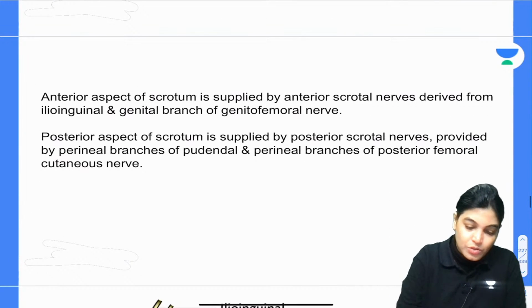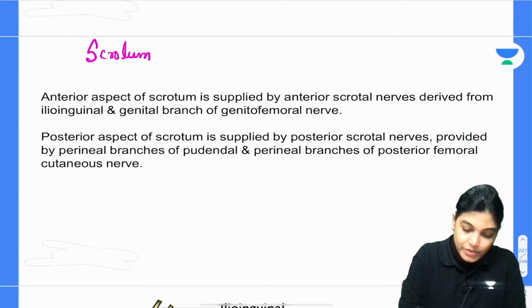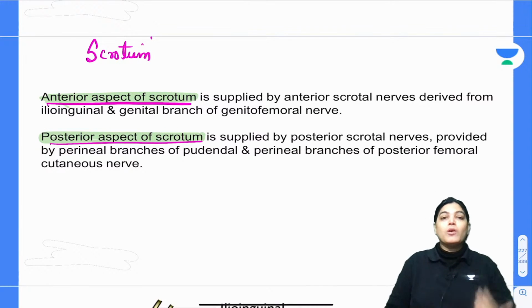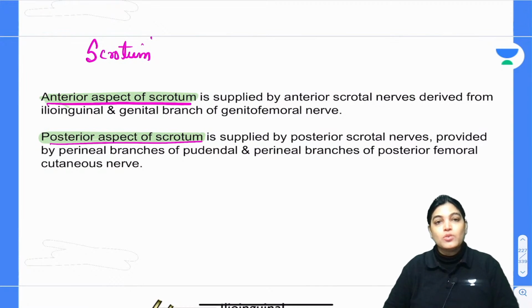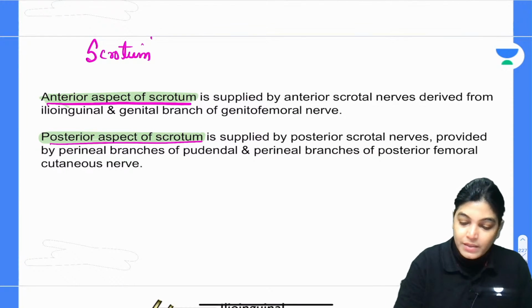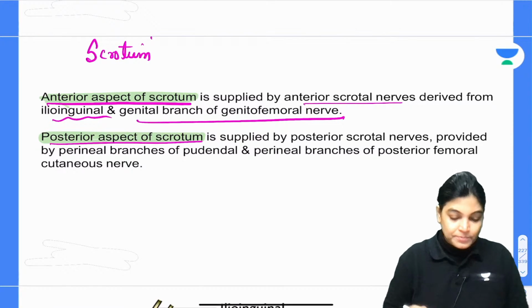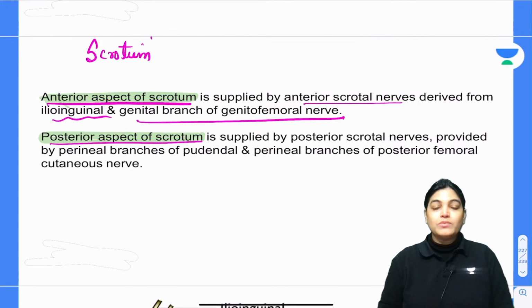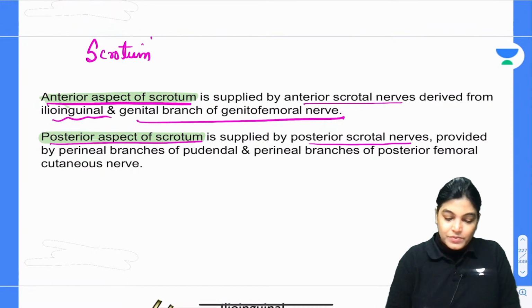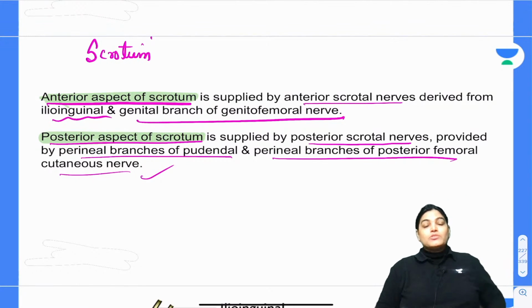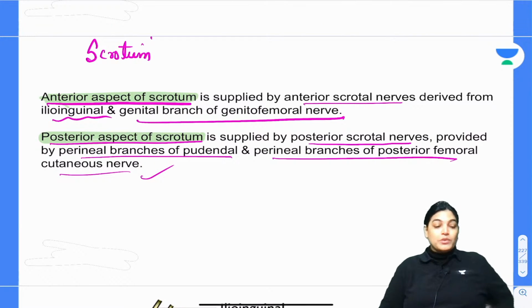If we talk about the scrotum innervation, it's the anterior part of the scrotum and the posterior part of the scrotum. So innervation can be studied as innervation of the anterior part and innervation of the posterior part. The anterior part is supplied by the anterior scrotal nerves, which are derived from the ilioinguinal nerve and the genital branch of the genitofemoral nerve. Same way, the posterior aspect of the scrotum gets innervation from the posterior scrotal nerves, which provide perineal branches, from the branches of the pudendal nerve, and also perineal branches from the posterior femoral cutaneous nerve.